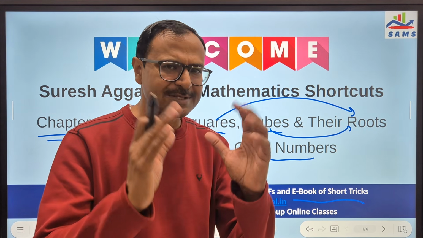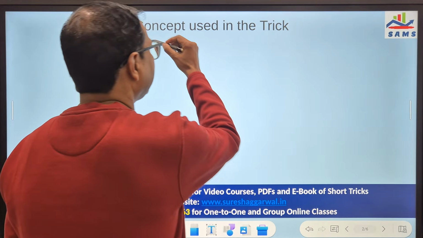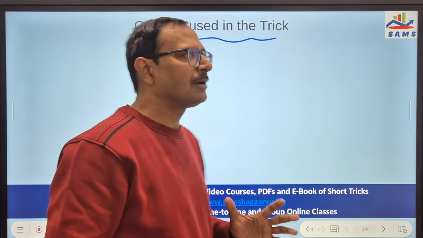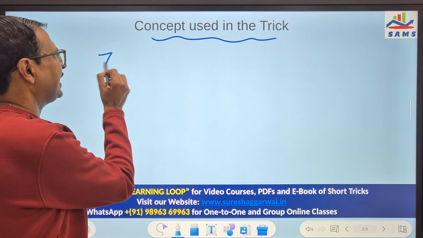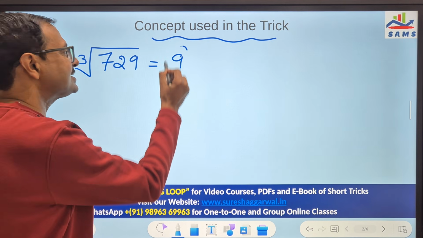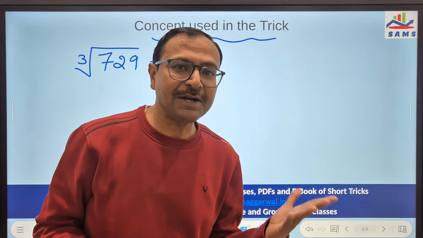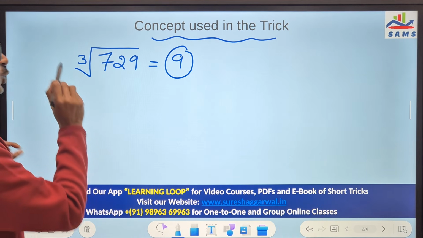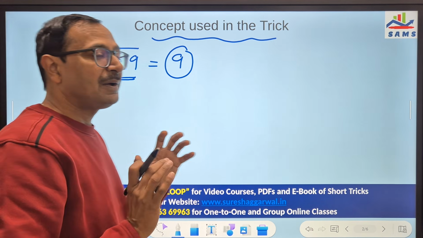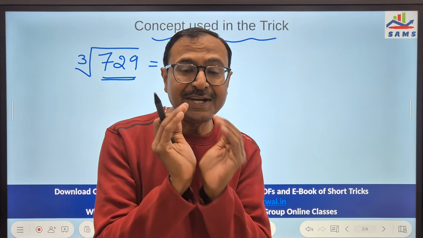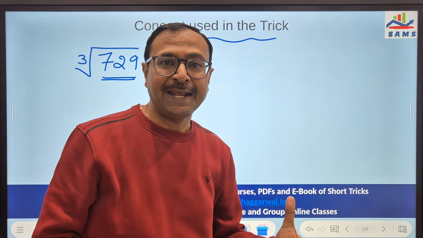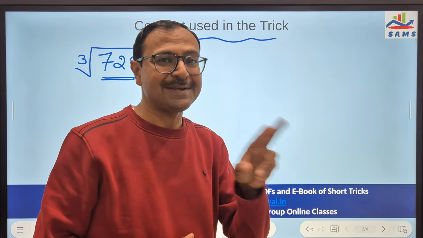So let's understand the concept behind the trick first. To understand the concept, if you have a 3-digit number like 729, we know that the cube root of this 729 is 9, which is a single digit number. Do you know why it is a single digit number? Because cube root involves making triples of numbers. That means making groups of 3 digits at a time. So you can make only one group of 3 in 729, and therefore 1-digit number is the answer.